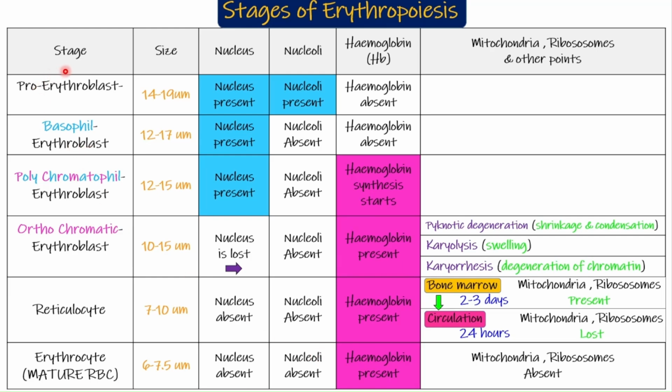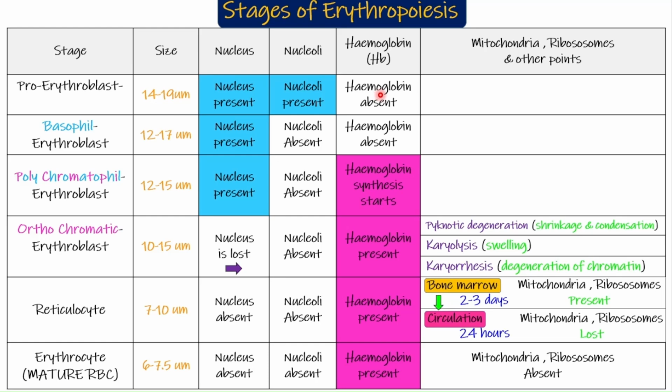So when we start our story from the erythroblasts, the proerythroblasts have a nucleus. They don't have hemoglobin, and they do have mitochondria and ribosomes. And as the stages mature, these immature RBCs will get rid of the nucleus.